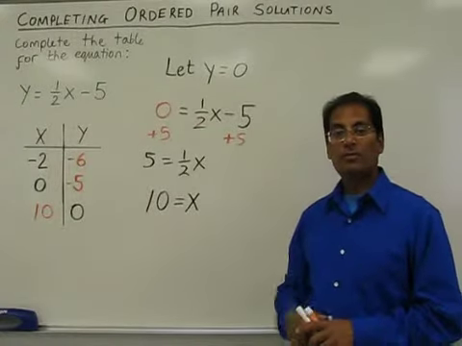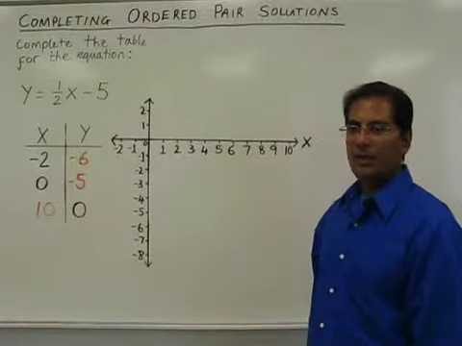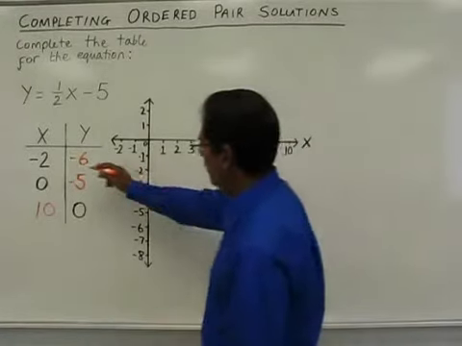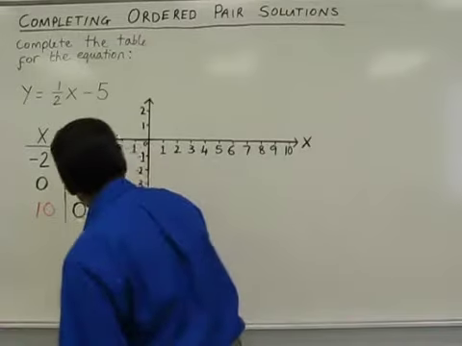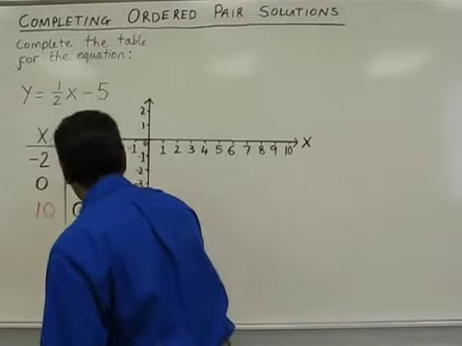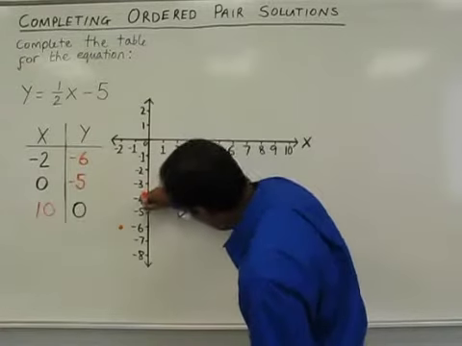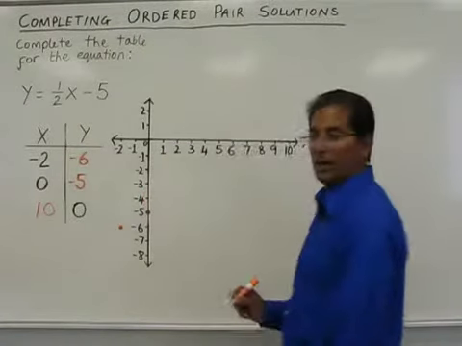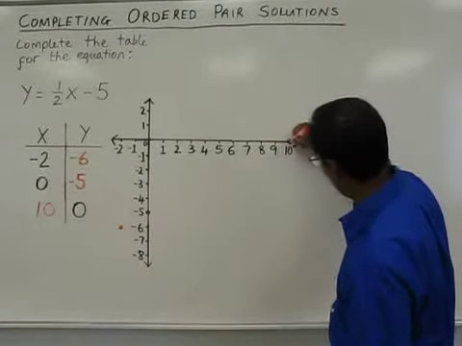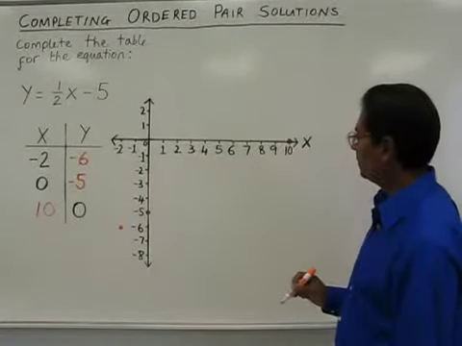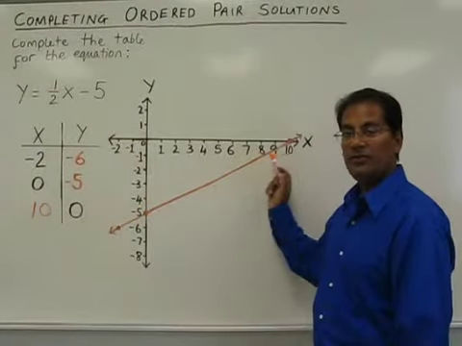Now we can plot this on the xy coordinate plane. So to plot this on the xy coordinate plane, we take the point -2, -6, which is about here. And the next point is 0, -5, which is here. And the last point is 10, 0, which is here. Those are the 3 points. And then we join up the dots with a line like this.